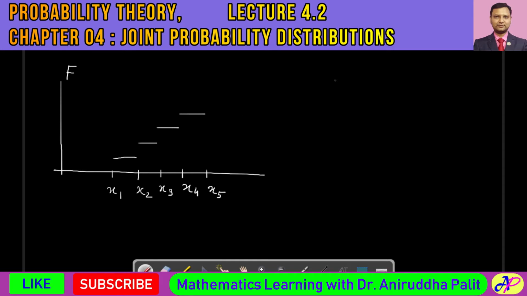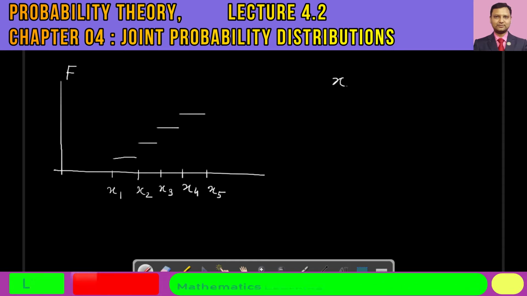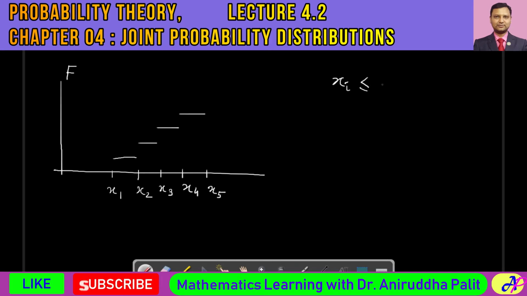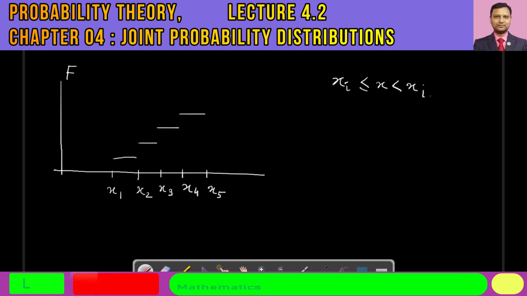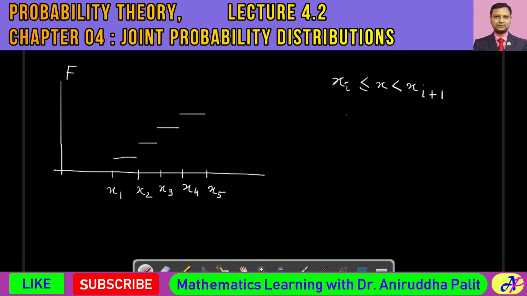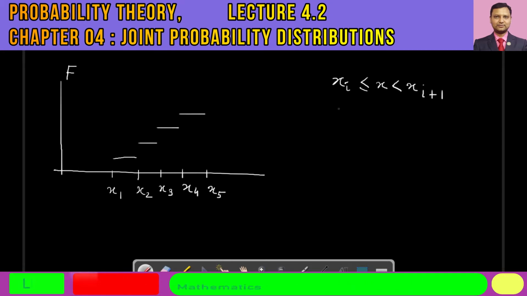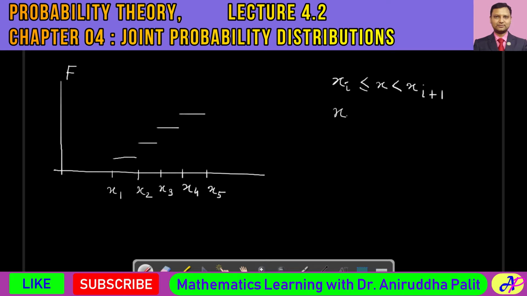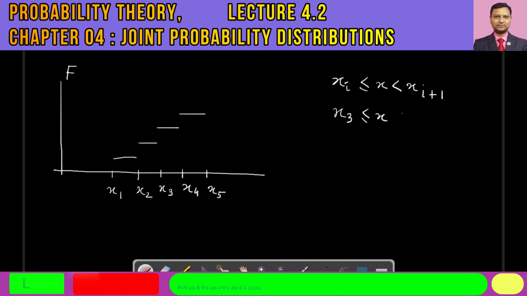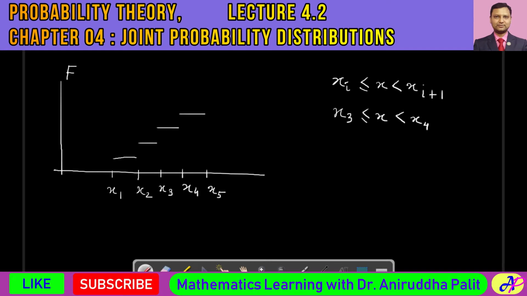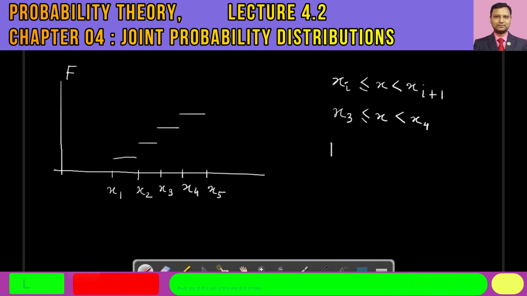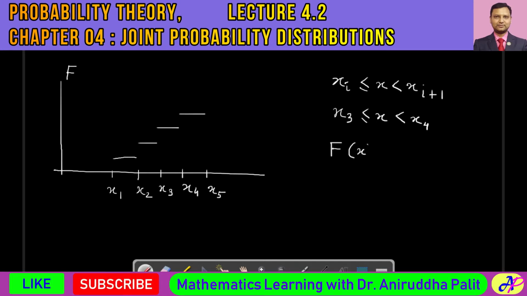Suppose you consider the interval xi less than or equal to small x, strictly less than xi plus 1. In that case, particularly if we put i equal to 3, we shall have x3 less than or equal to x less than x4. In this kind of semi-open interval, what is the value of the function f of x?